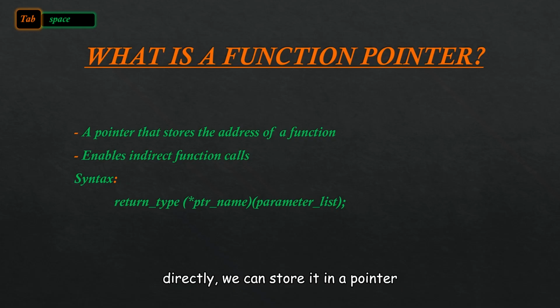Instead of calling a function directly, we can store it in a pointer and call it later, perhaps based on user input or configuration. Here's the syntax: return type followed by an asterisk in parentheses with the pointer name, and then the parameter list. At first glance, it might seem complex, but it follows a logical pattern, and we will see that in action shortly.